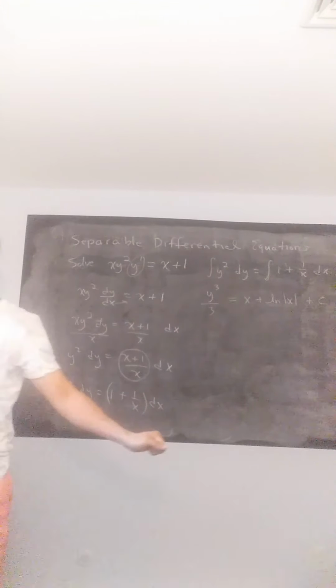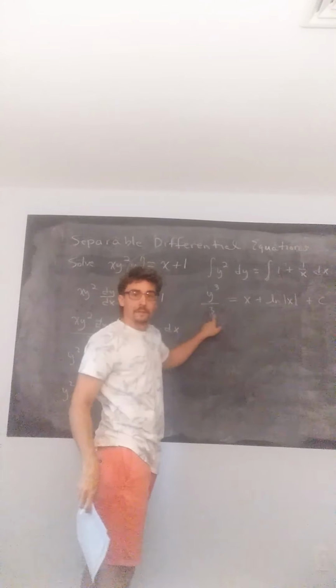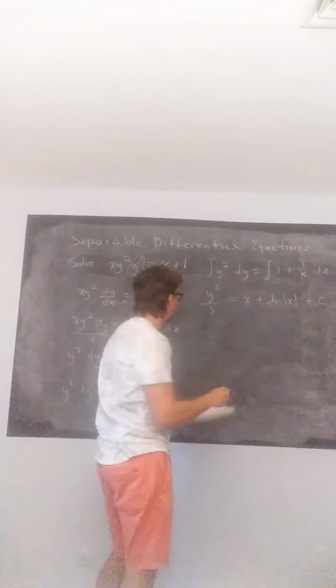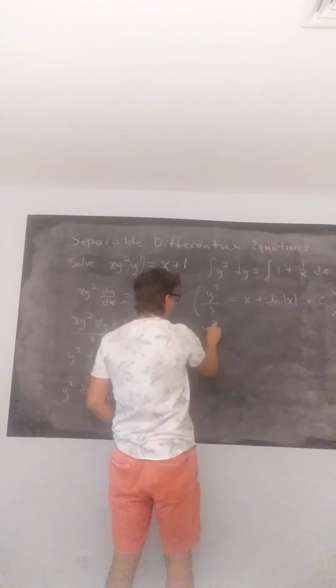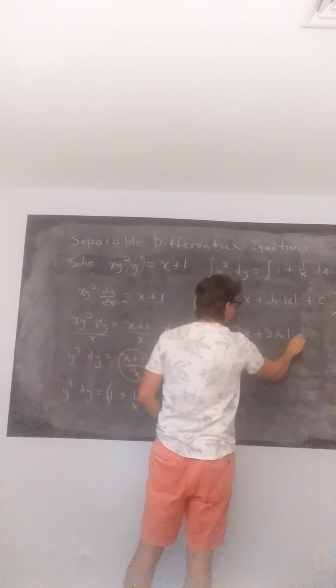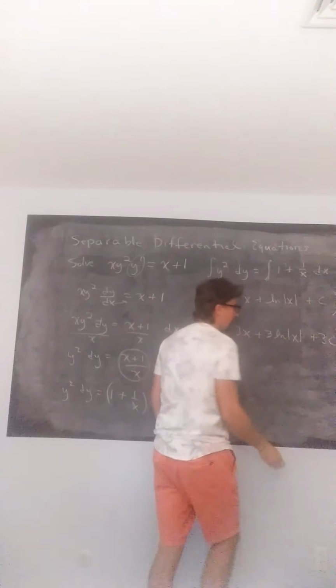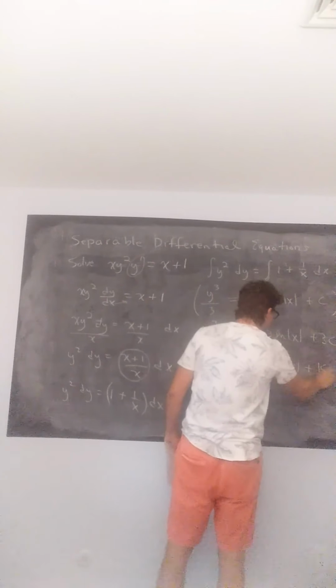Okay, so that's not too bad. Now what we've got to do is get this 3 out of here, so we're going to multiply both sides by 3. So you're going to have y cubed equals 3x plus 3 ln of absolute value of x plus 3c. And what I'm going to say here about the 3c is, let k be 3c. So y to the third equals 3x plus 3 ln absolute value of x plus k.